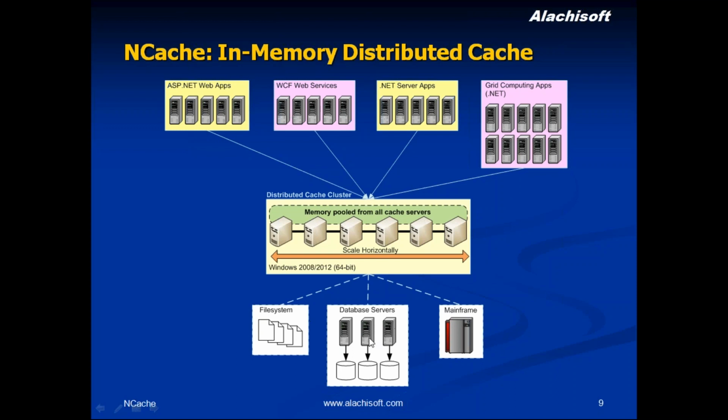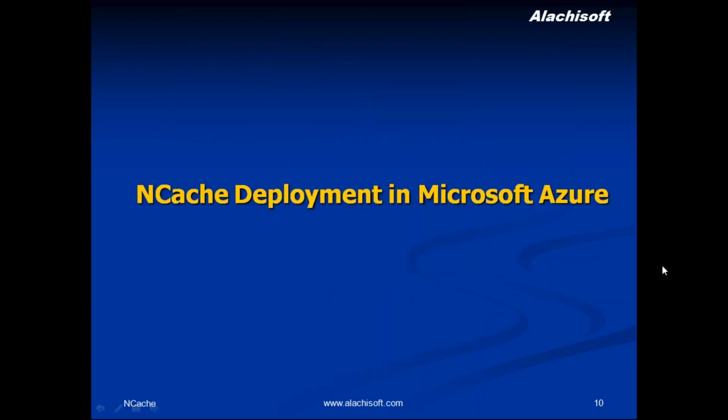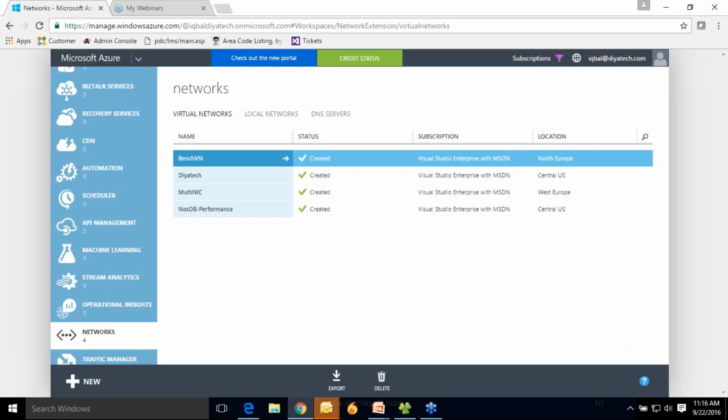If your load grows, you don't have to worry about backend data sources being choked at that time. You can add as many servers as you want, and you can linearly grow your request handling capacity out of NCache. Please let me know if there are any questions on the deployment architecture of NCache, but overall it's very straightforward. Now the next thing is how to deploy NCache in Microsoft Azure.